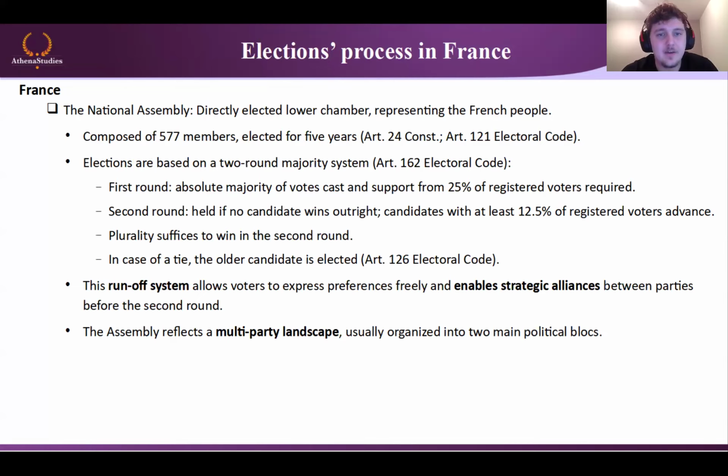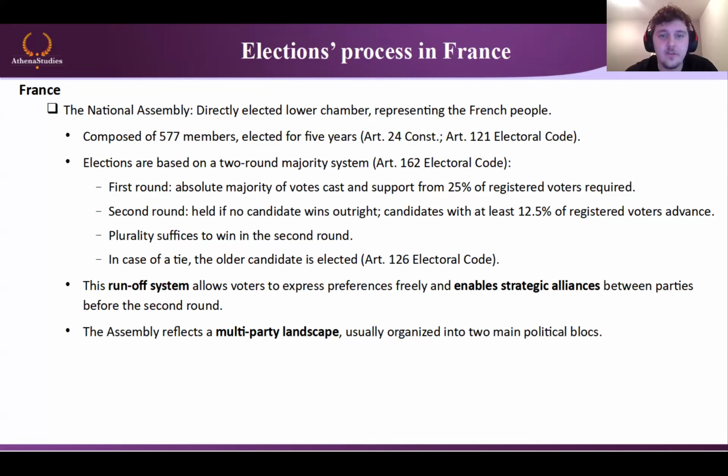The National Assembly, the directly elected chamber. So yeah, that represents the French people. The National Assembly is composed of the deputies, 577 members, who are all elected for 5 years. So that's the time of a presidential term. The elections are based on a two-round majority system.